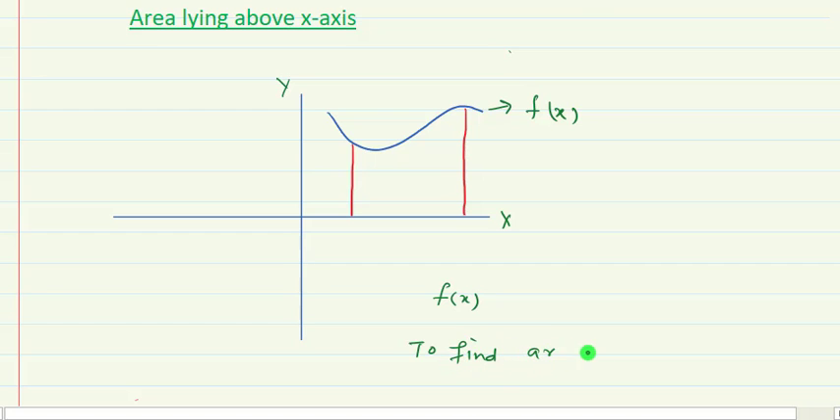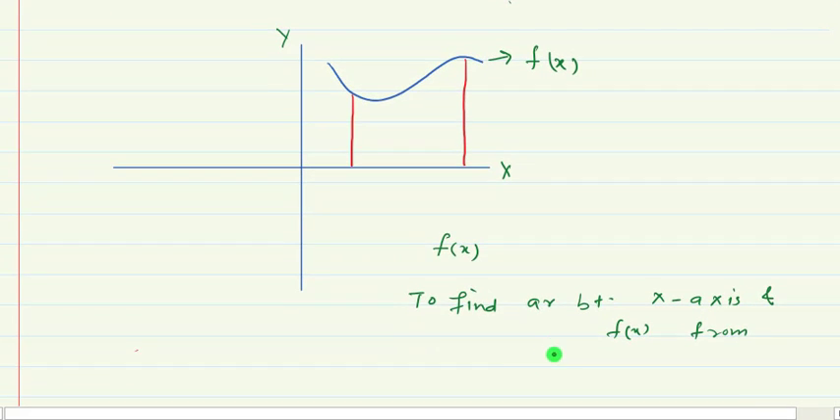Now the question is to find the area between the x-axis and f(x), meaning the given curve. The limits will also be given to you, telling where to where we have to calculate. So from x is equal to a to x is equal to b, or you can say to find the area between the x-axis, the curve, x is equal to a and x is equal to b.